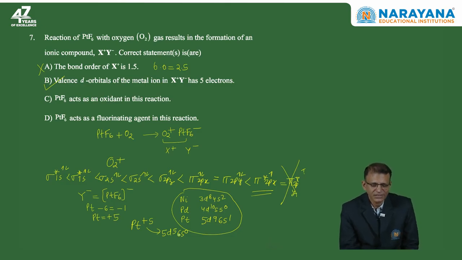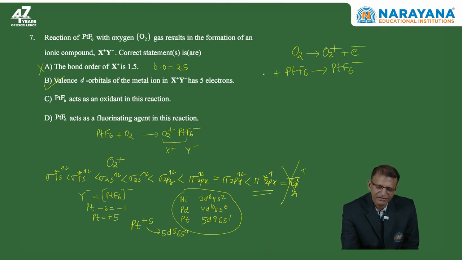PtF6 acts as an oxidizing agent because oxygen is losing 1 electron to form O2 plus, while PtF6 is gaining 1 electron to form PtF6 minus. So obviously PtF6 is acting like an oxidizing agent. C option is correct. Here PtF6 is not donating its fluorine to oxygen, right? So it is not acting like a fluorinating agent. So D option is wrong. So answer for this will be B and C.